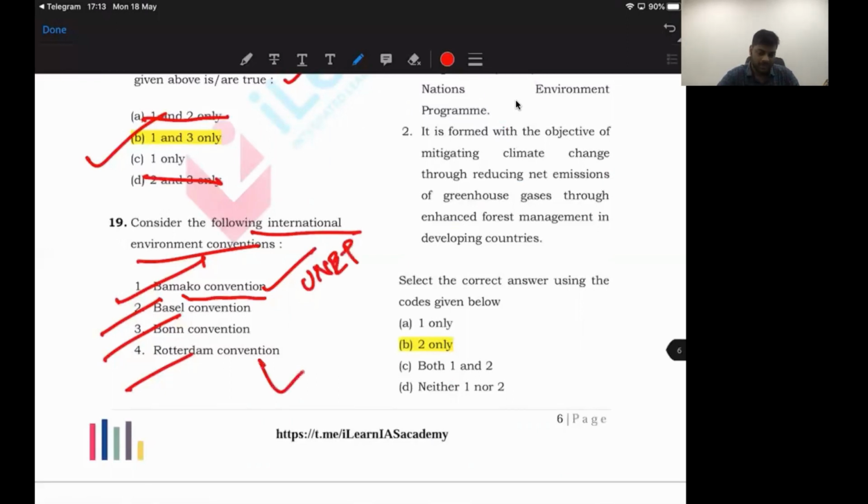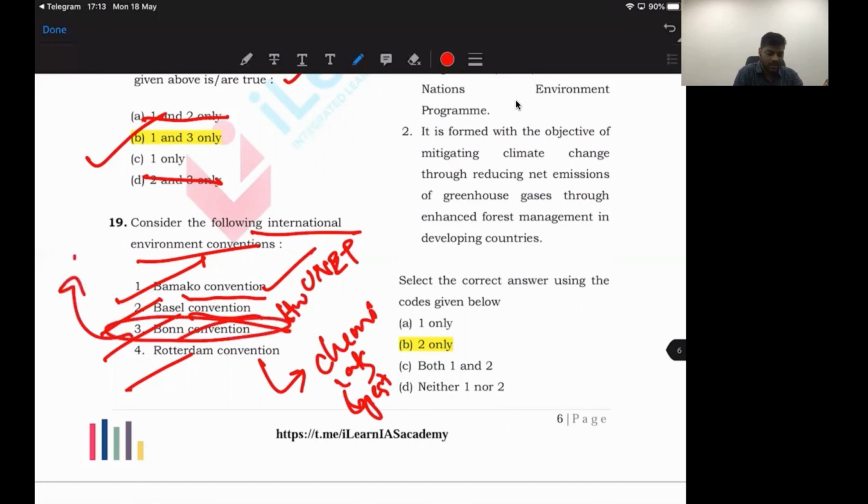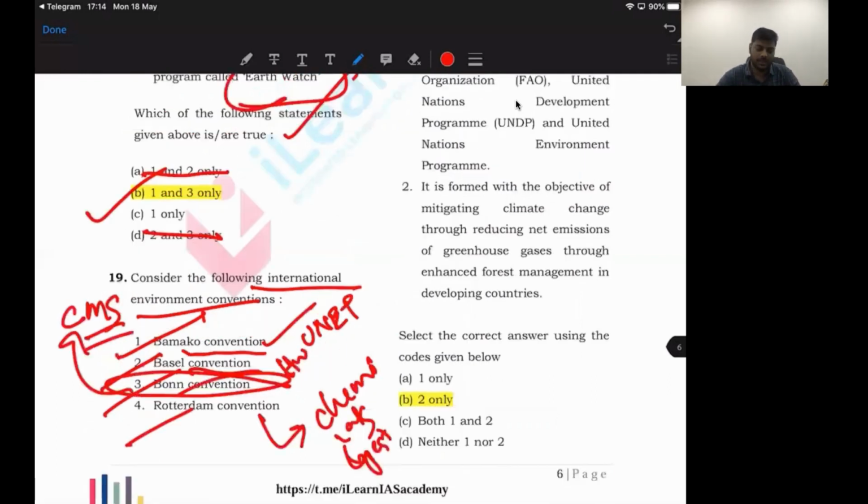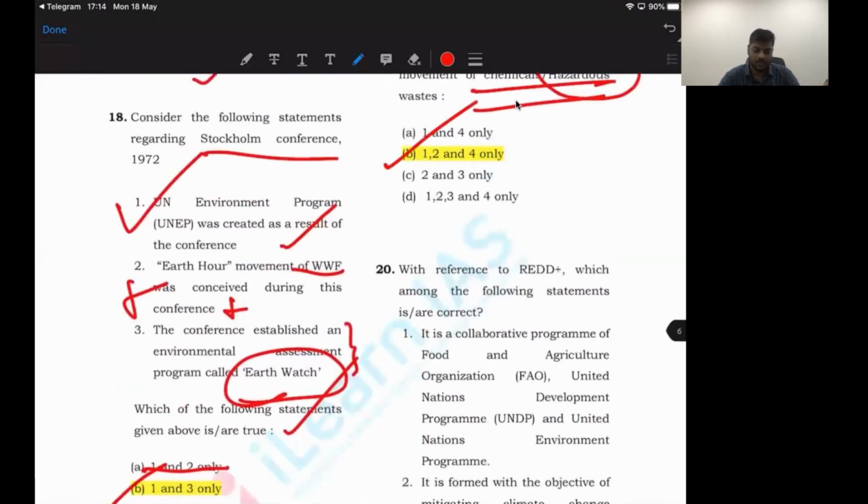And Rotterdam Convention, which prevents the movement of chemicals and pesticides. Basel Convention, again hazardous waste. And what is regarding Bonn Convention? Bonn Convention is nothing but Convention on Migratory Species. 3 can be eliminated. Okay, so here answer would be 1, 2 and 4.